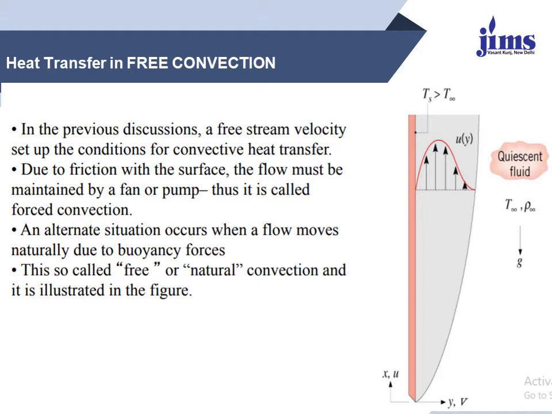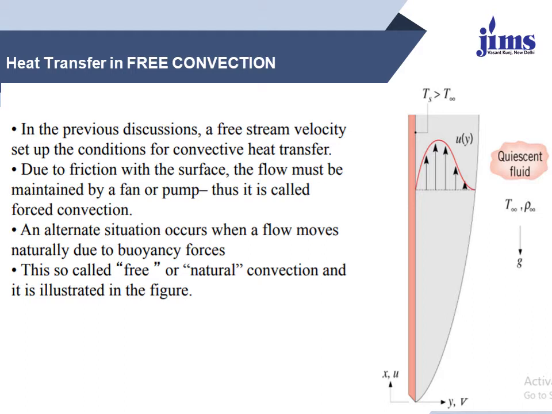This velocity distribution is different from the velocity distribution developed in case of forced convection. In case of forced convection, the velocity is maximum at the boundary but minimum at the plate. But in this case, the velocity is maximum at the middle of the boundary layer and 0 at the plate.